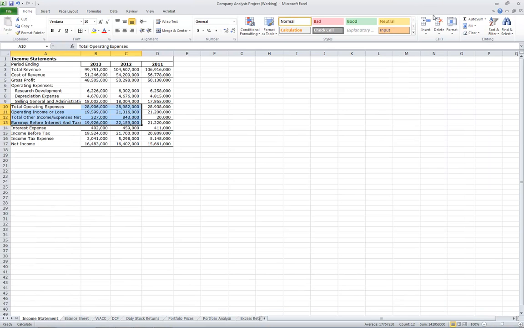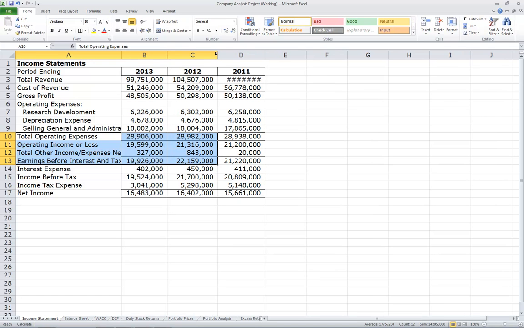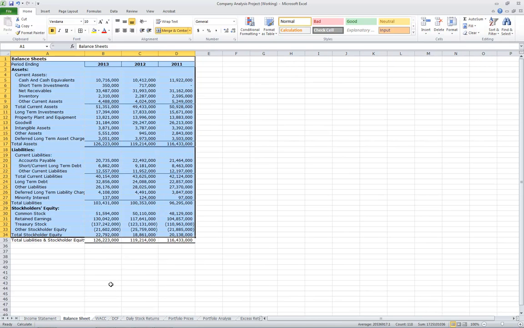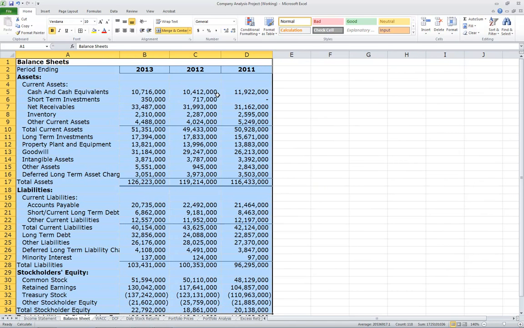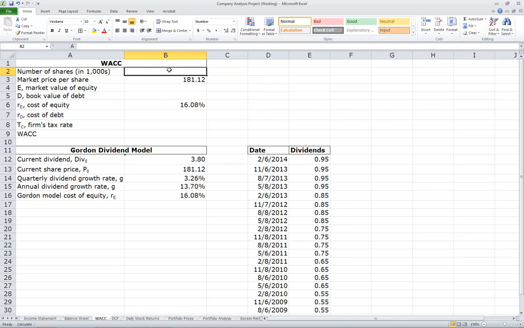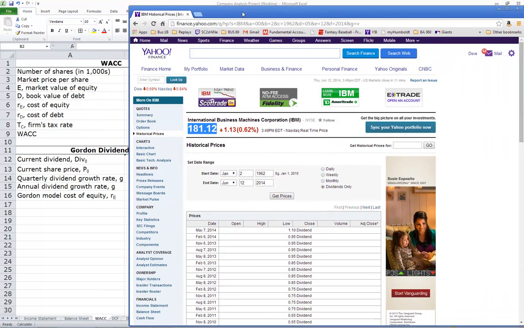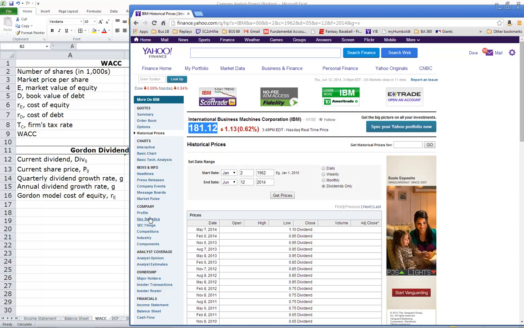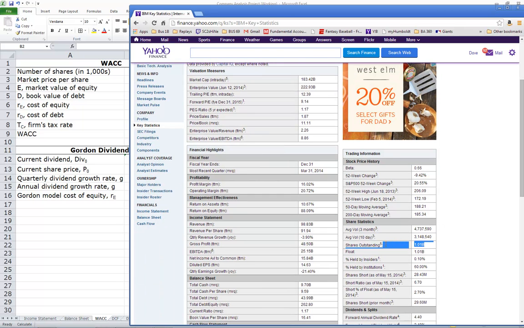Make it so we can make this bigger here. Your income statement is listed in thousands from Yahoo Finance. Your balance sheet is listed in thousands of dollars from Yahoo Finance. And so we're going to need your number of shares outstanding to be listed in thousands as well. To look up shares outstanding, you go to Yahoo Finance and you click on Key Statistics. Then down here on the right, you'll see shares outstanding.